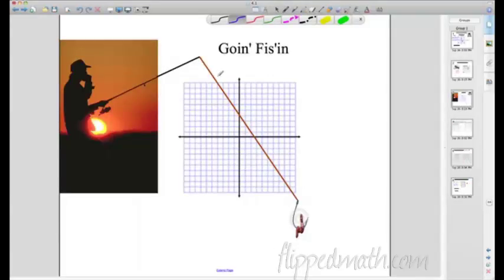Alright, here we go. So what we're going to do is start looking at points on a line, and I've got this fishing line here. I thought we'd pick points off this fishing line.